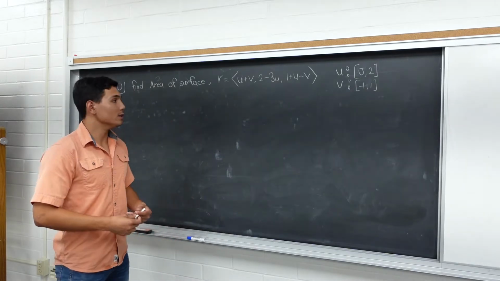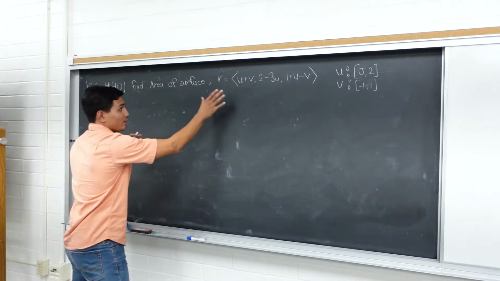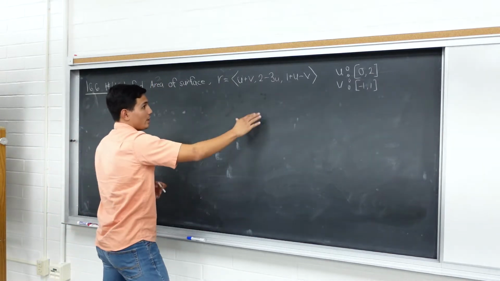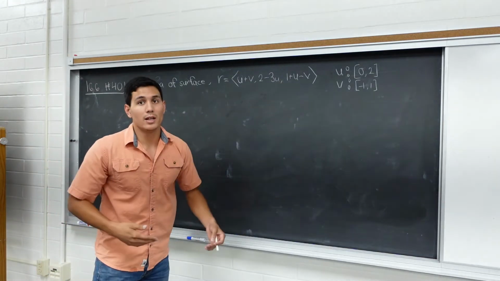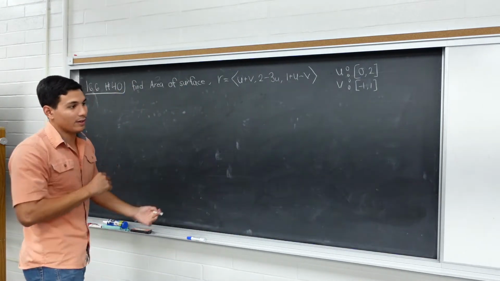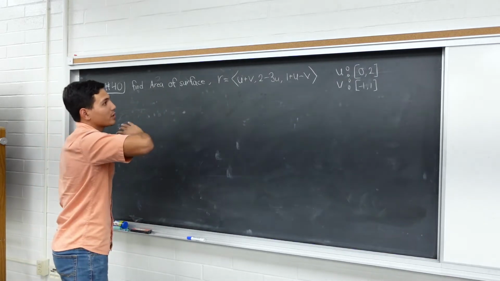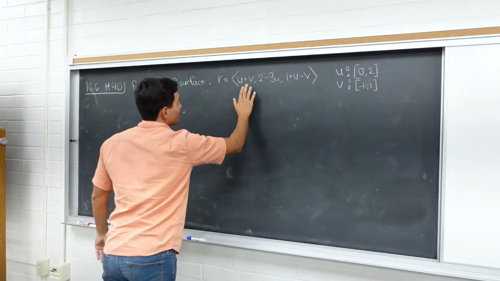Okay, so the goal of this video is to find the area of the surface. We are given this vector, and we're given the bounds that u and v go, and this vector is only a function of u and v, so we can use all of this and we can find this area of the surface, whatever it looks like.